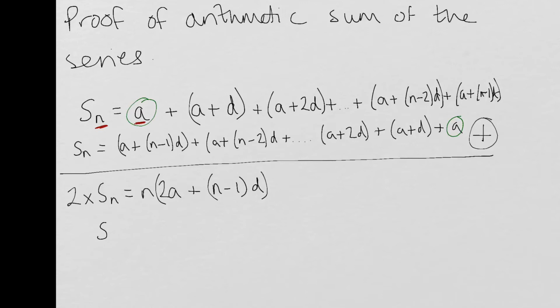Rearranging that then would give me Sn. So if I divide both sides by 2, I'd then get n over 2, 2a plus n minus 1 d. Okay, so that would be the series, the proof. That's all you'd need to do for the proof of the arithmetic series.